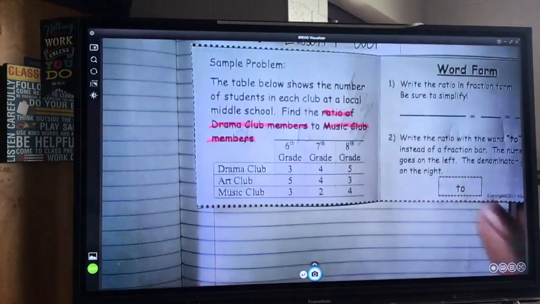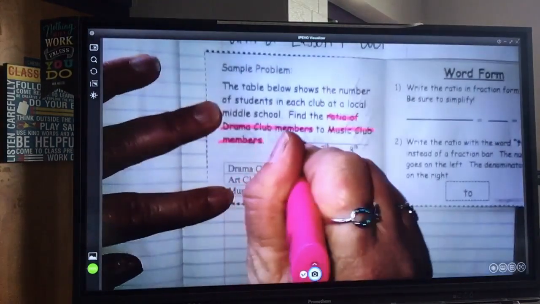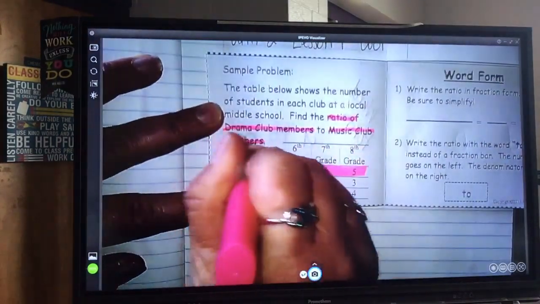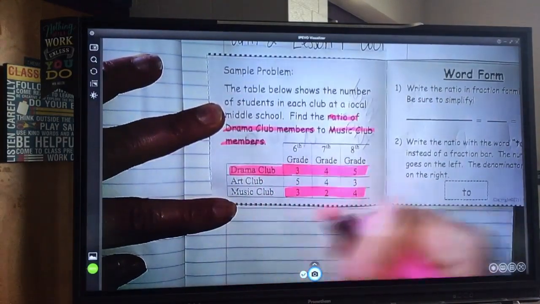All right. Now, we do have to be careful though because is it asking for a specific grade or is it asking for all students in that club? All of them. So we are going to highlight our drama club. So we're going to highlight these 3 numbers. And then for our music club, we're going to highlight those 3 numbers.